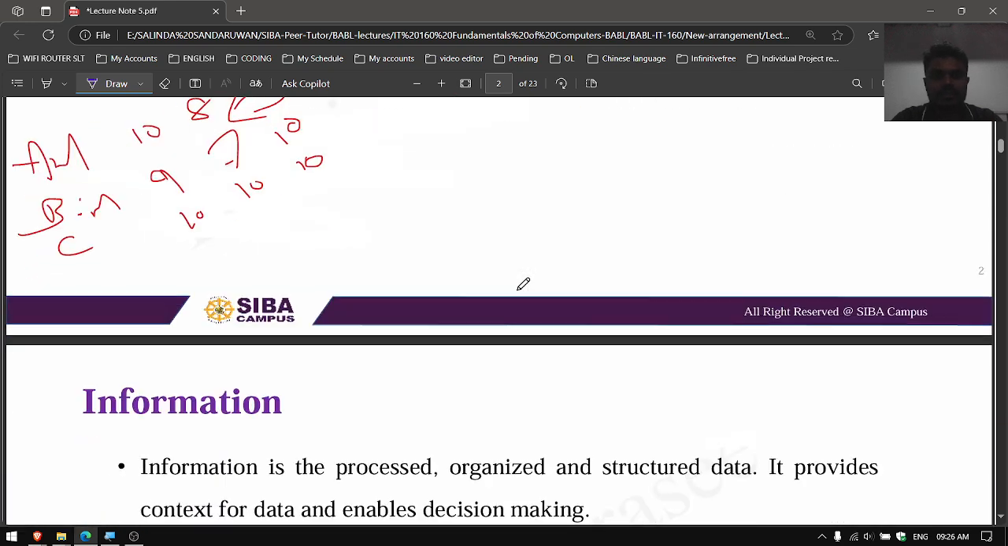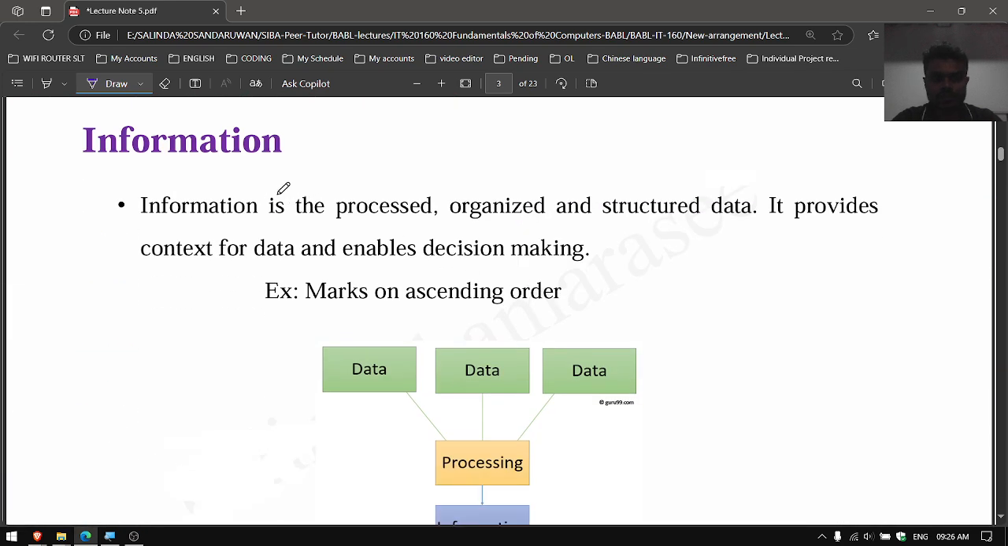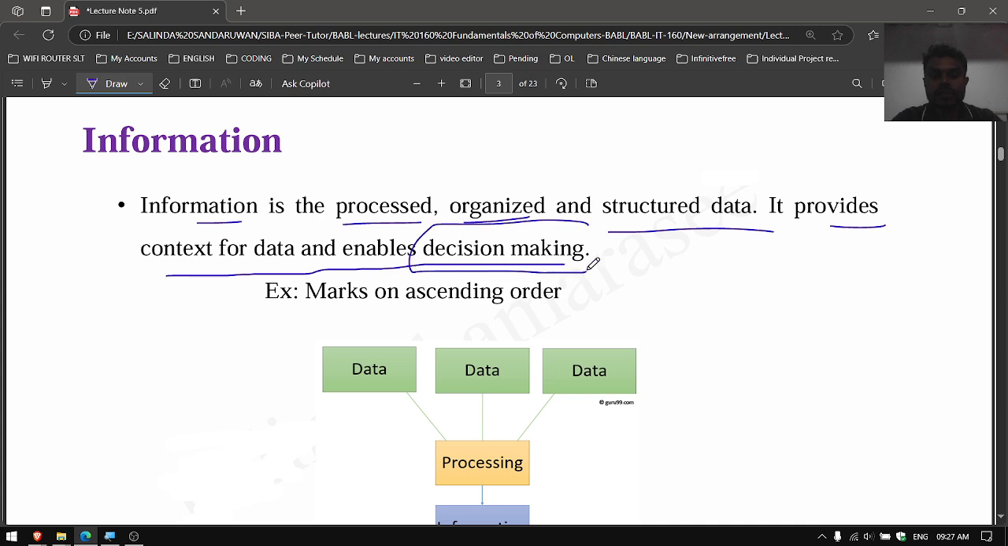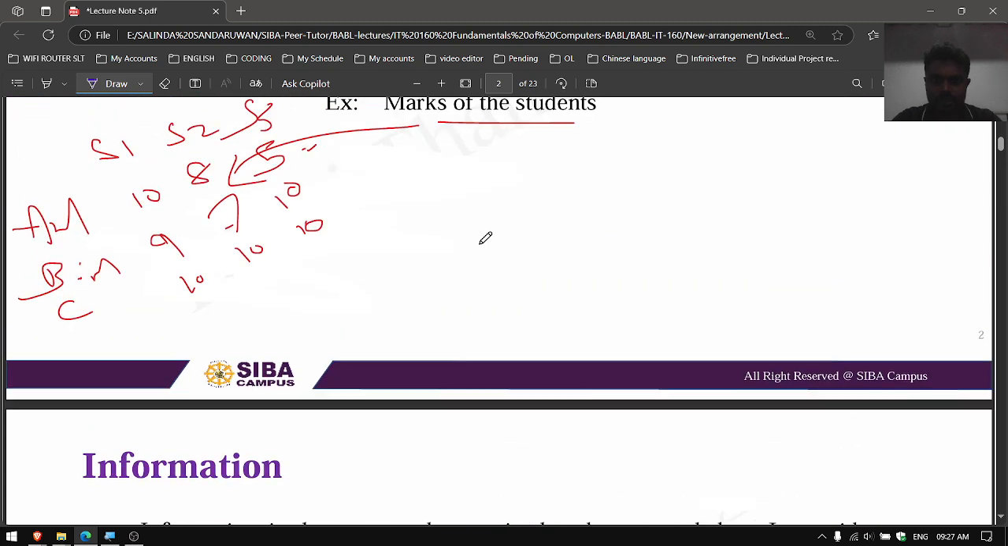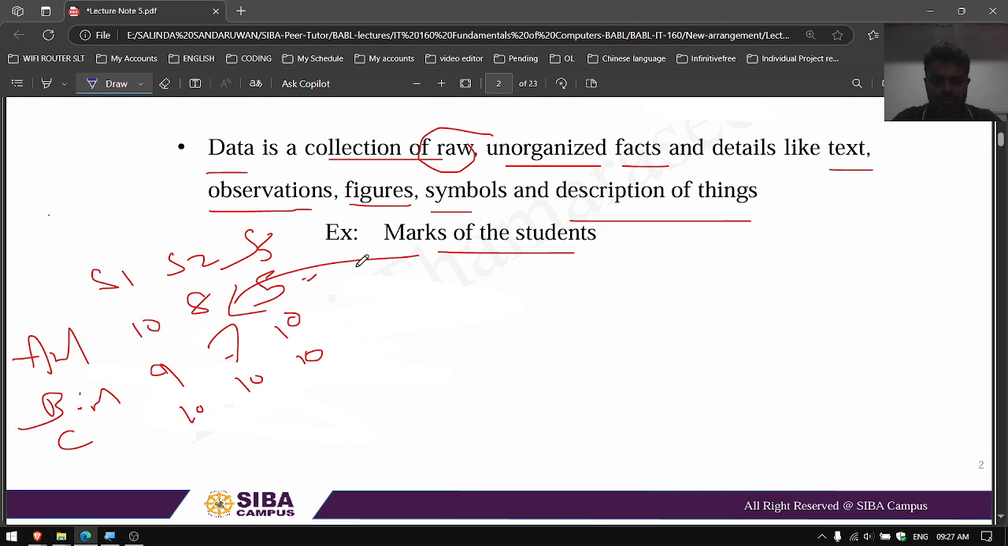Then we'll see what information is. Information is processed, organized and structured data. It provides context for data and enables decision making. The decision I need to make is to pick the best student according to these marks. So in that case I need to calculate the total first.